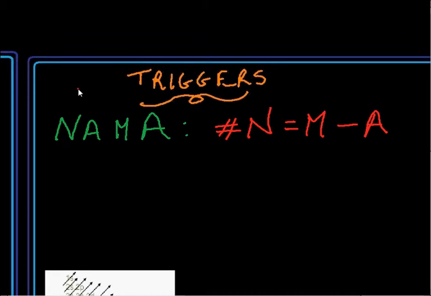And before I move to the orbitals, let me just go over one of the triggers and memory aids that I have. The trigger is NAMA. You may be familiar with NAMA. But in any case, NAMA is an acronym for the number of neutrons is equal to the mass number minus the atomic number, which gives you number of neutrons, mass number, and atomic number.